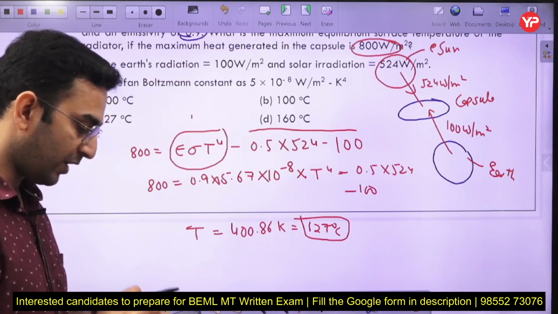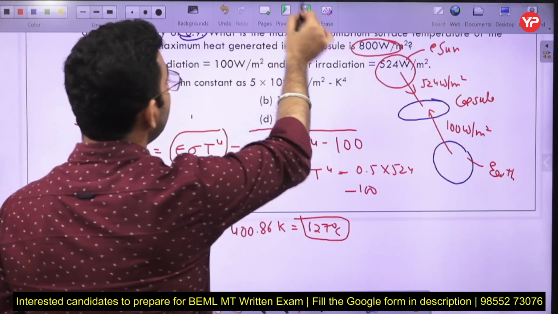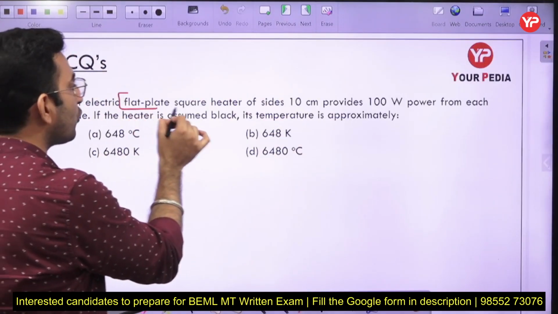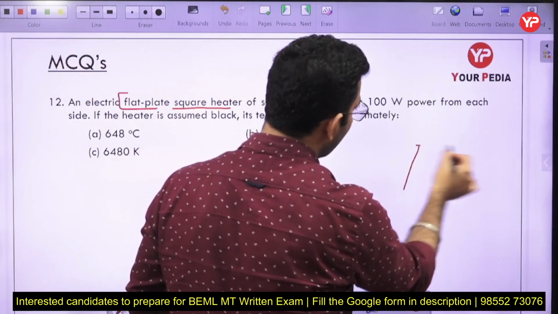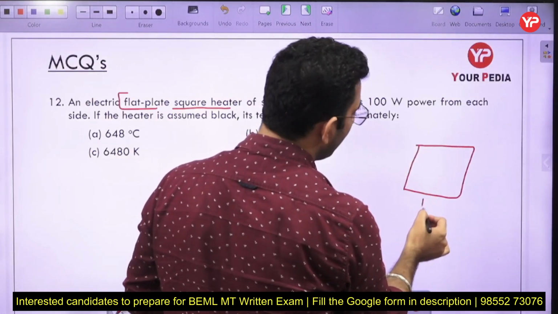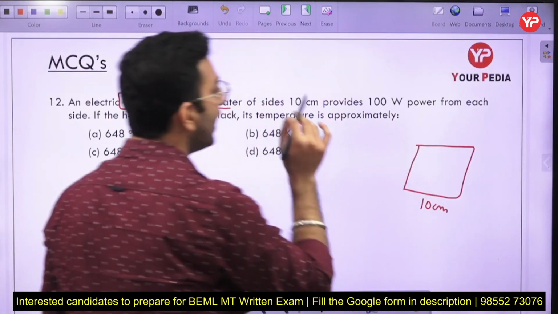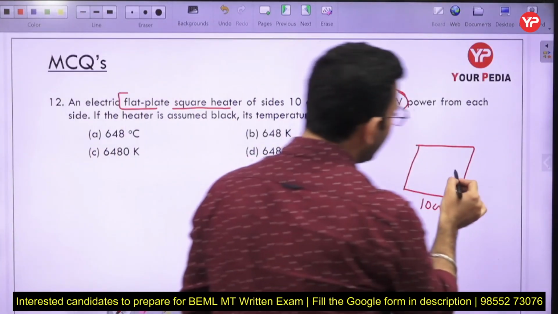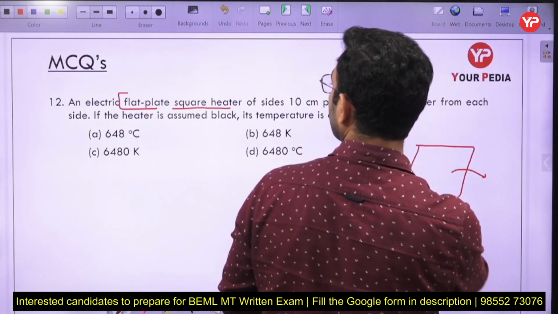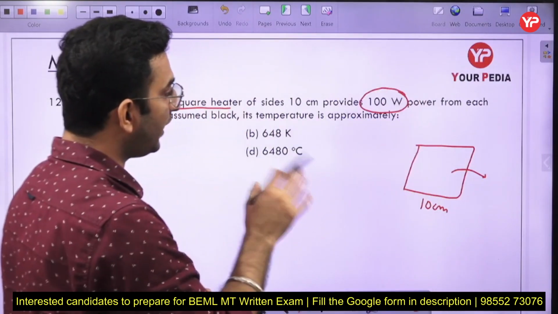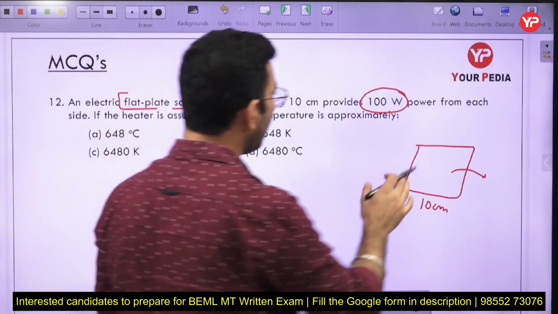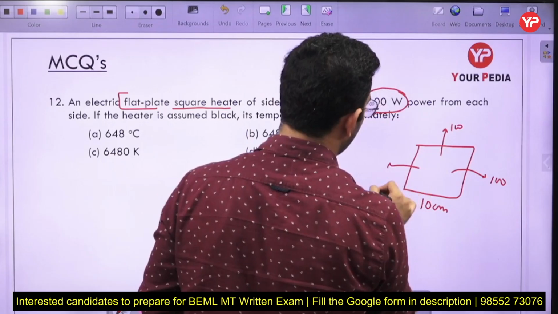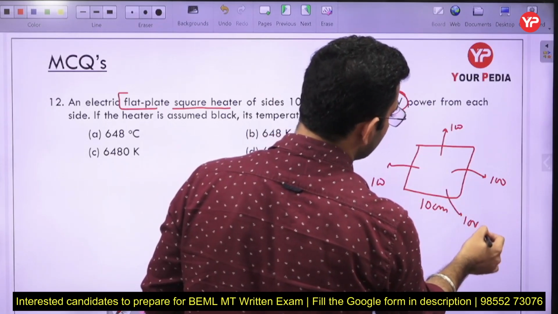That's again a very simple case. Now the next part, an electric flat plate square heater. Here we have a flat plate square heater which has a dimension of 10 centimeter, and is providing 100 watt of power from each side here. It is a square heater, so you are going to get 100 watt power from each side here. 100 from this side, also 100 from this side also 100 here.